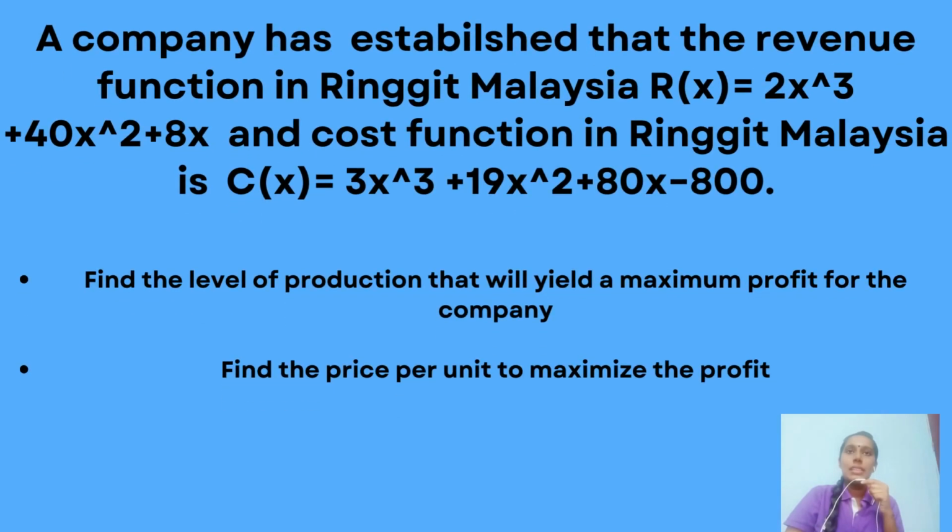The question is: a company has established that the revenue function in Ringgit Malaysia is R(x) = 2x³ + 40x² + 8x, and the cost function in Ringgit Malaysia is C(x) = 3x³ + 90x² + 80x − 800. Find the level of production that will yield a maximum profit for the company, and find the price per unit to maximize the profit.